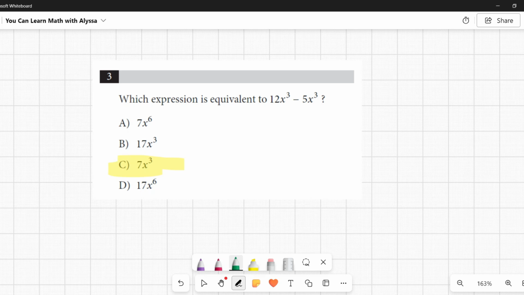Don't get this confused with multiplication and division. When you're multiplying and dividing things with exponents, yeah, there's going to be some combination of exponents going on. That is not the case when we're adding and subtracting. It is, as I said, I have 12x cubed and I'm taking away 5x cubed. How many x cubed do I have? I have 12 minus 5, or 7.